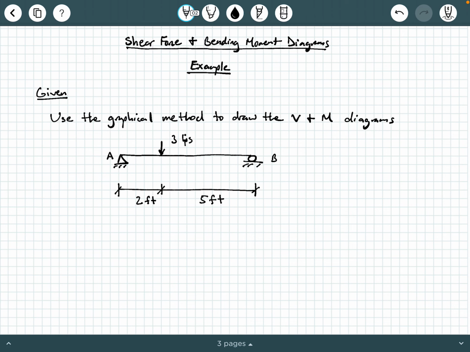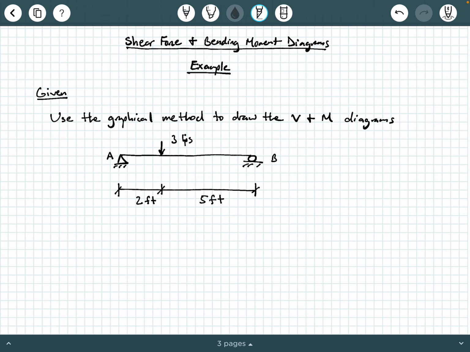Hey everybody, Dr. A here, and in this video we're going to be exploring an example of how to sketch shear force and bending moment diagrams. So let's go ahead and get started. In the given information, we're being told to use the graphical method to draw the shear and moment diagrams.